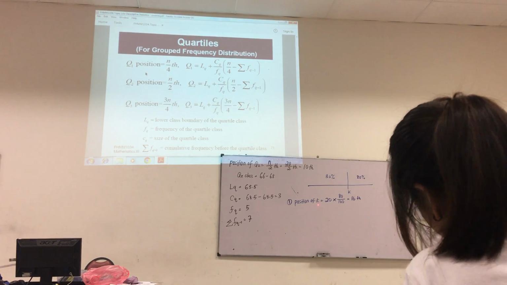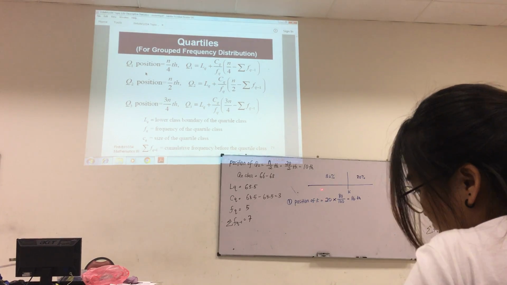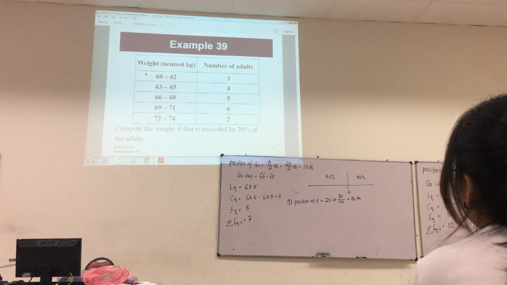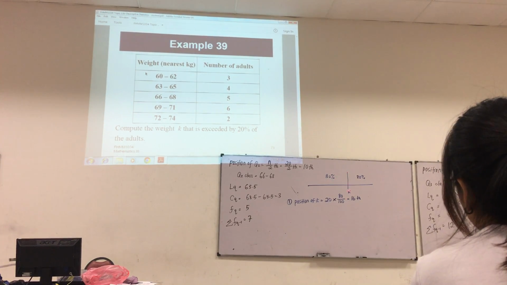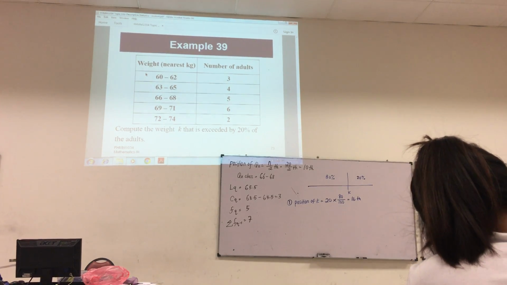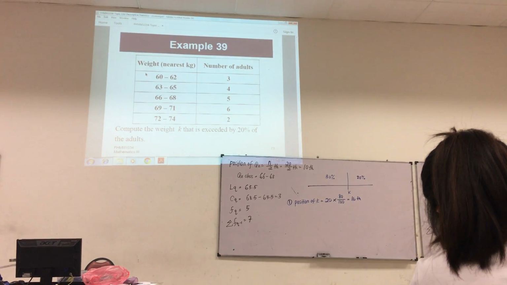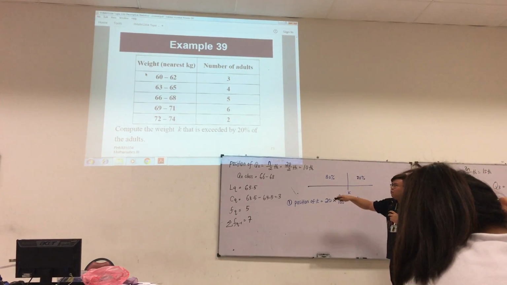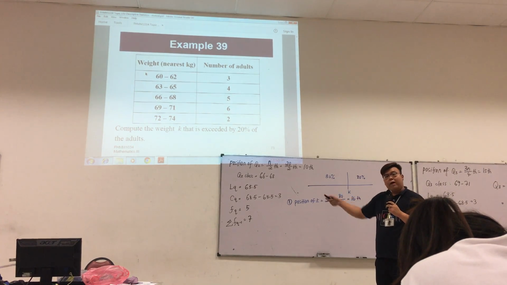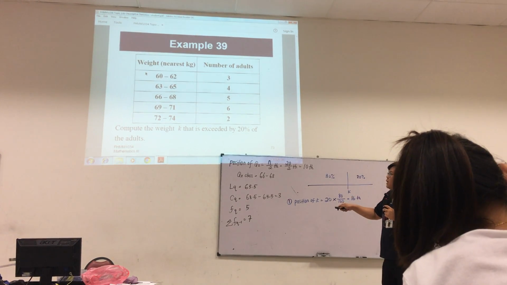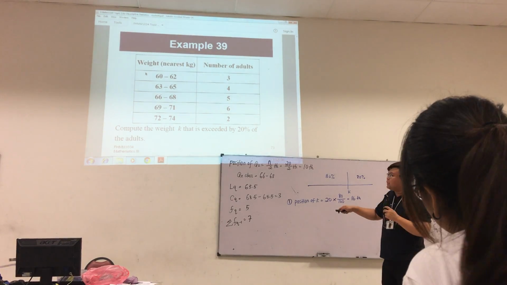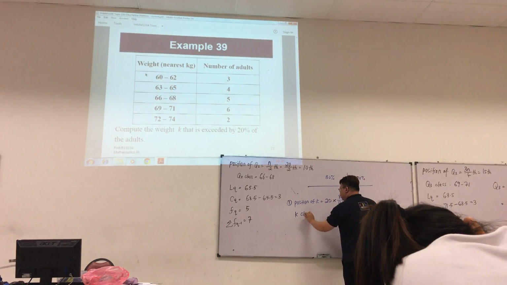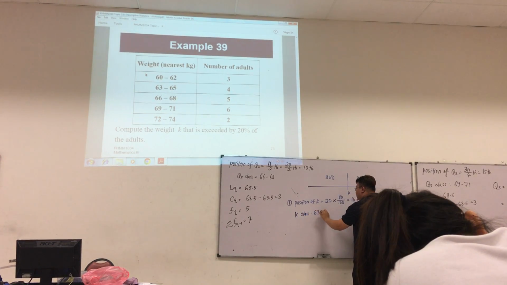The first step is to find the position of K, where we use total frequency 20 multiplied by 80%. So you should get the position, the last line of the 80%. When you refer to this part, your position is 16. Referring to the cumulative frequency to find where 16 is, 16 must fall under the last second class, 69 to 71. So the K class is 69 to 71.